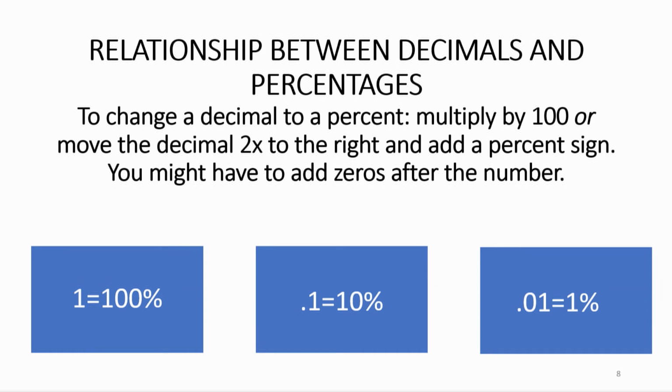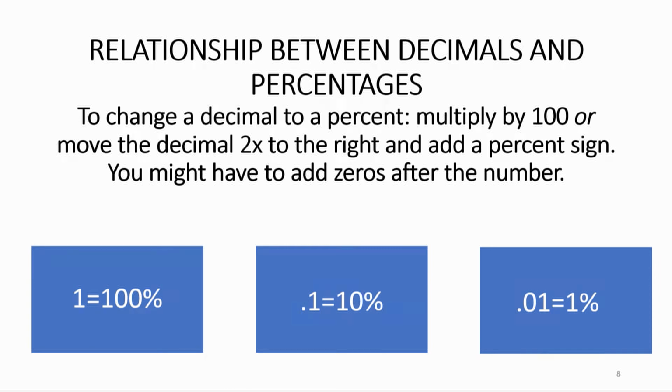If you want to change a decimal to a percent, you simply multiply that decimal by 100, which is the same thing as moving the decimal 2 times to the right. So whether you're moving that decimal 2 times to the right, or you plug it into your calculator and multiply by 100, you're going to get the same thing. What you want to remember is it's 2 times to the right. It does not matter where the decimal is. It's always 2 times to the right.